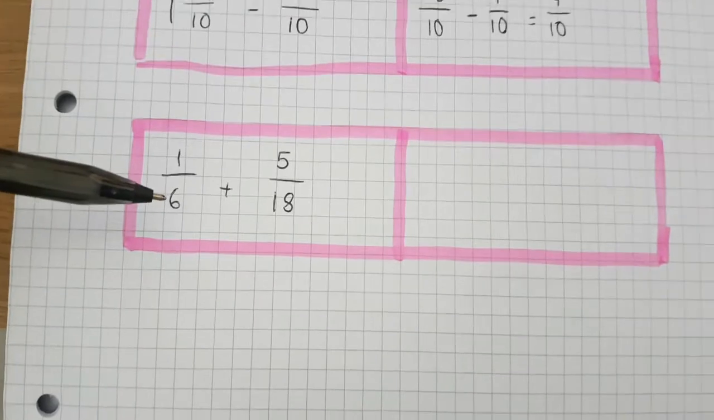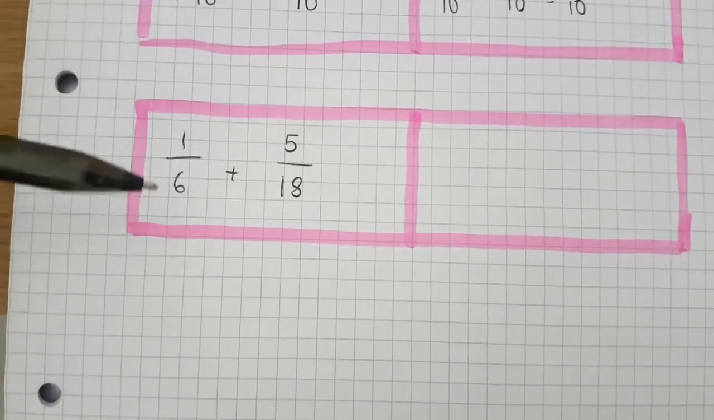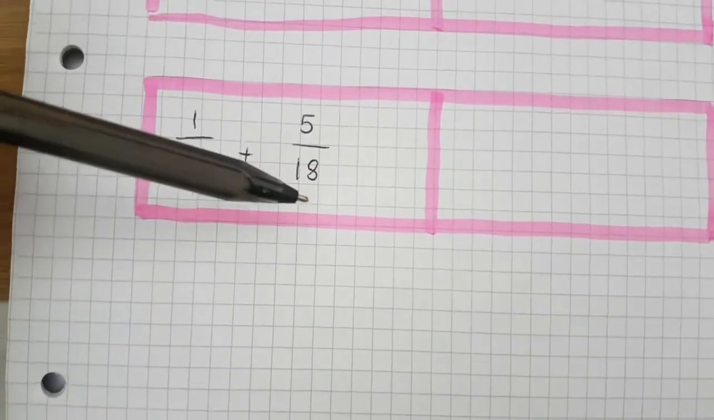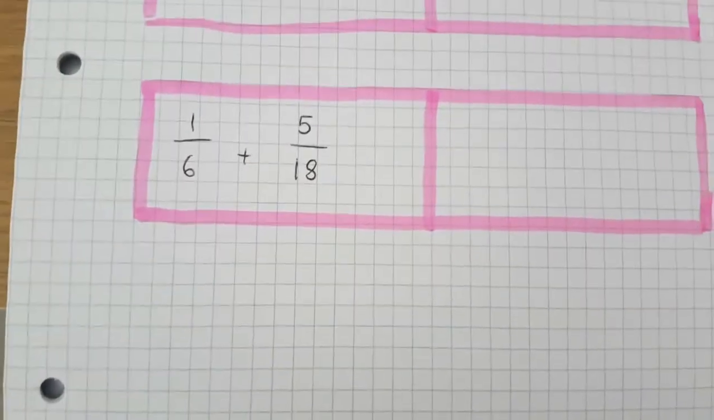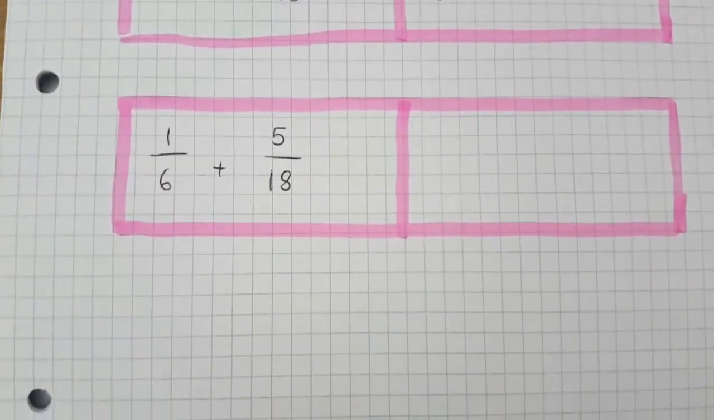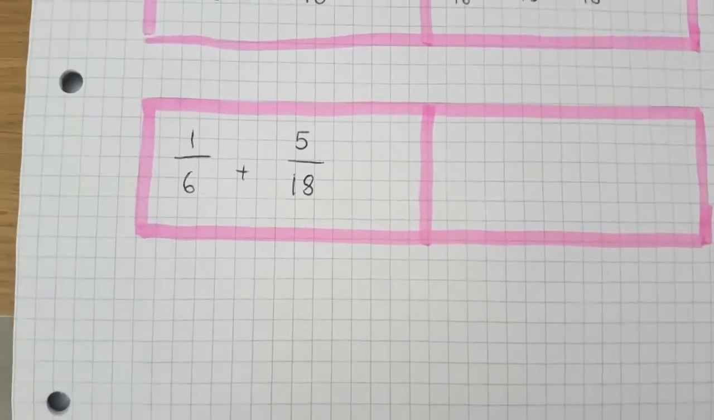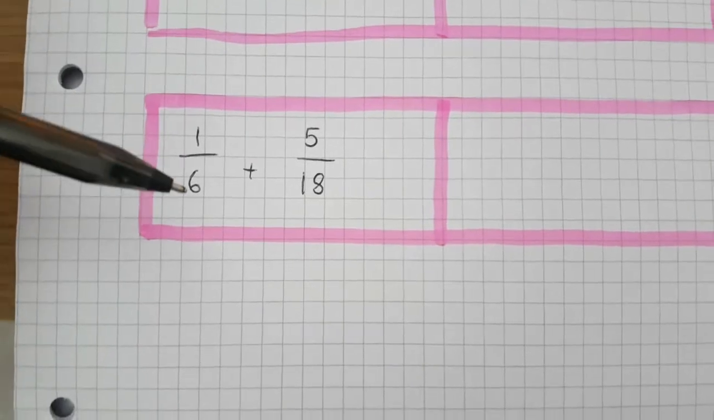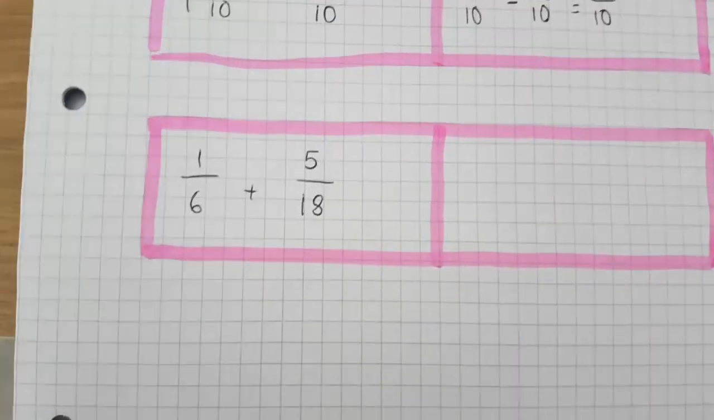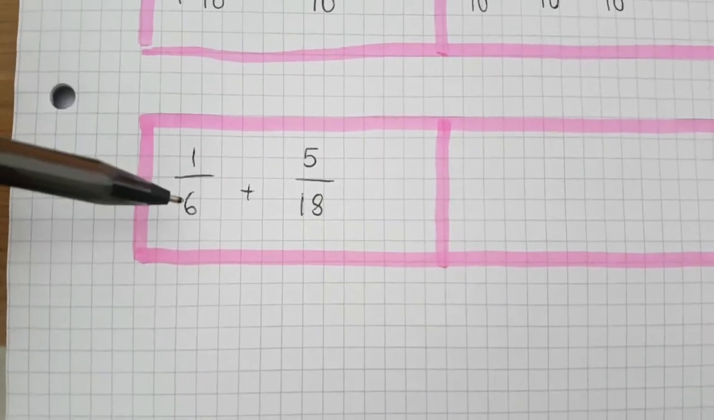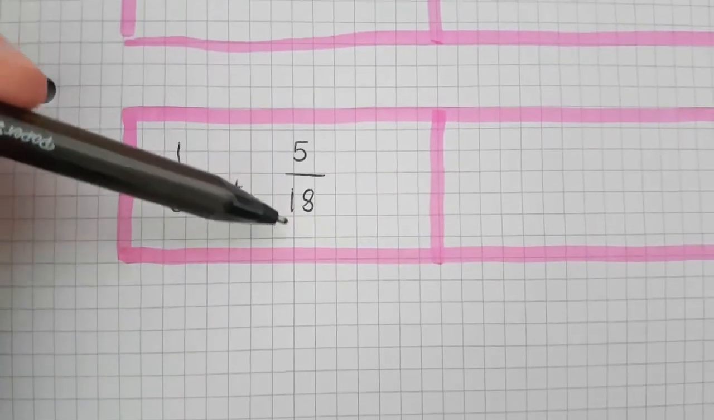Now in my last question, my denominators on the fractions are different. I have 1 over 6 as my first fraction, and I have 5 over 18 as my second fraction. Now our number one rule for adding and subtracting fractions is that we have to have the same denominator. So if I don't already have the same denominator, I've got to make them the same. The way we do this is we're going to find the lowest common multiple between these two denominators. So I have a denominator of 6 and I have a denominator of 18.